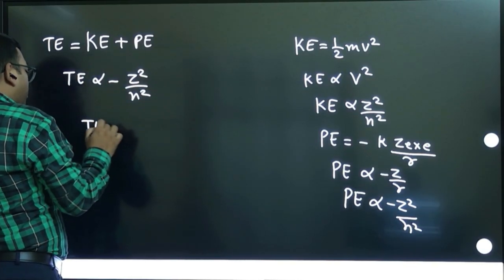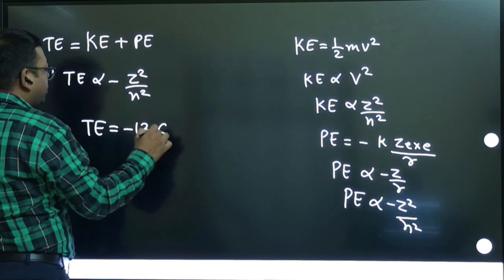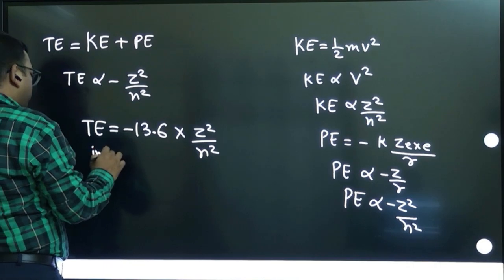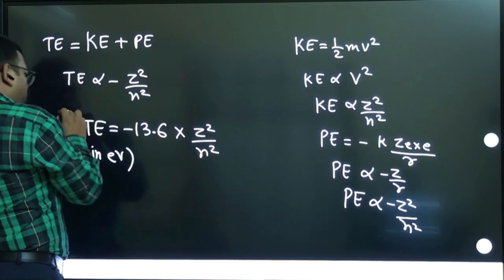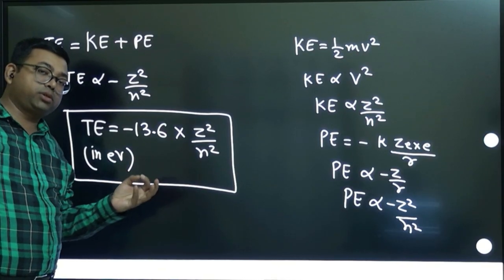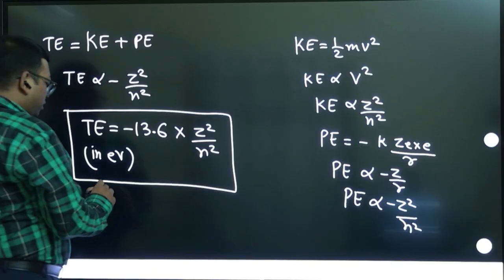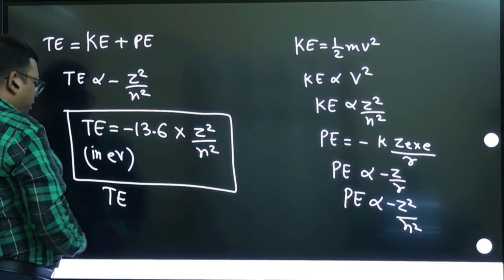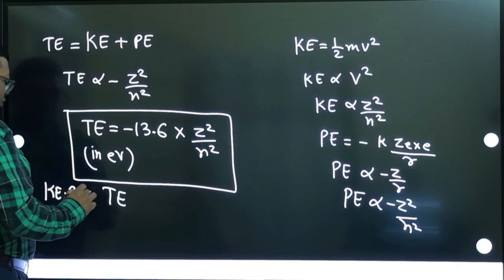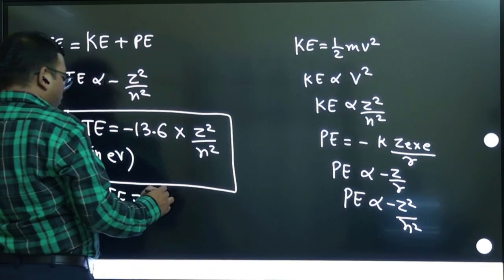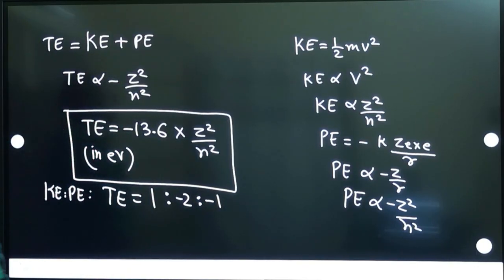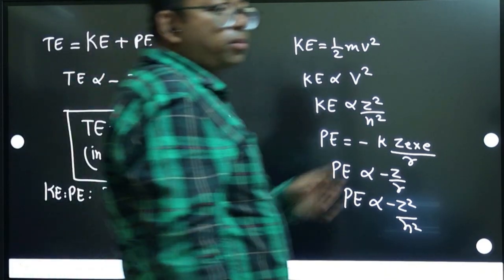And the total energy formula will come as minus 13.6 z square by n square, and this is in electron volt. Energy is quantized. Total energy means energy in the nth orbit. Also we need to note the ratio of kinetic energy, potential energy, and total energy: kinetic energy 1, potential energy minus 2, total energy minus 1. This ratio we should remember, because it will help us to solve the problems fast.